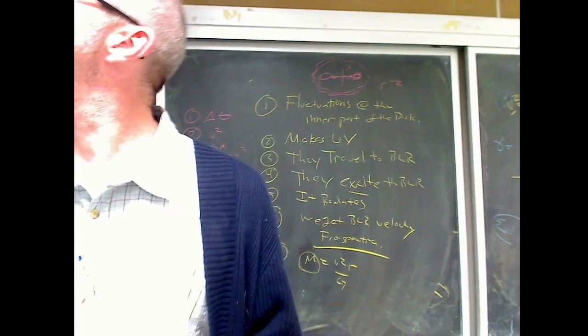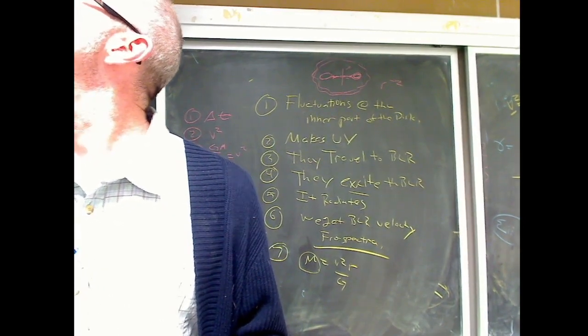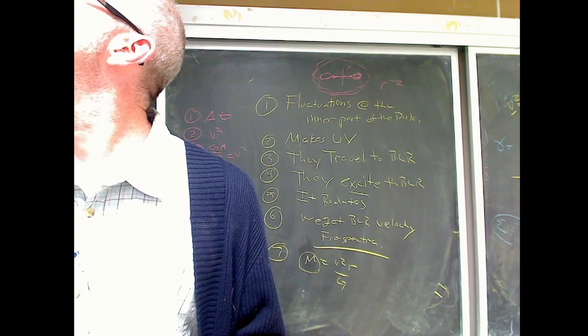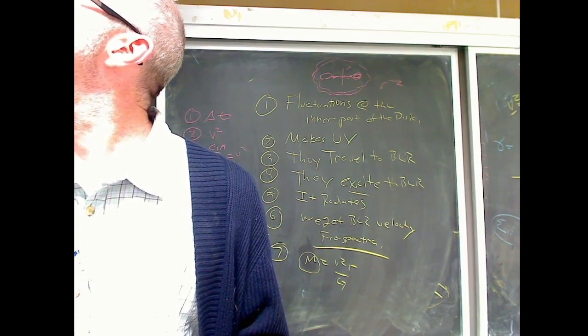So here you can see this is a broad line. This is hydrogen beta, and this is this forbidden oxygen, which is super, super narrow.